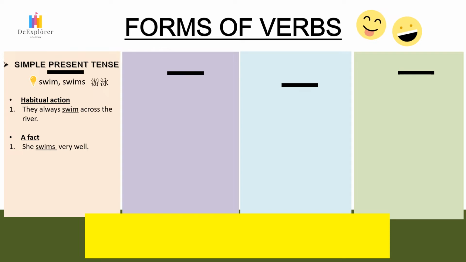So what is the past tense for swim then? Past tense for swim is swam. And the past tense verb swam is used to show past action. 就是已经发生了 past action. Now how do you know that this is a past action sentence? Check the sentence now. They swam across the river yesterday. Okay, see the word yesterday.